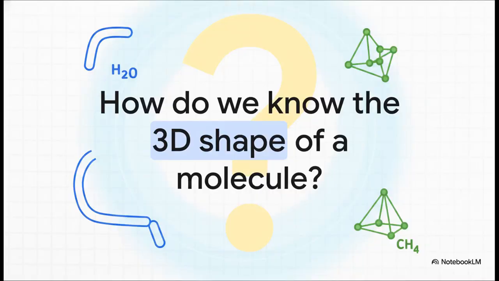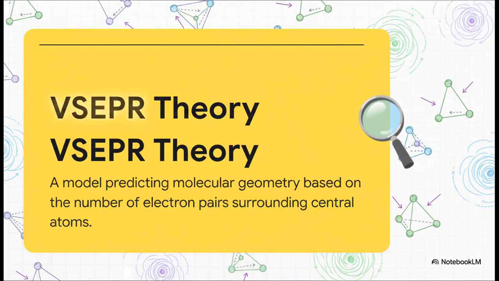Right? I mean, you see H2O on a page. You know it's water. But how do we know it's bent? Why isn't it just a straight line? Or think about methane, CH4. How do we know it makes this perfect little pyramid shape? Well, the answer is a really powerful predictive model. And that model is VSEPR theory.